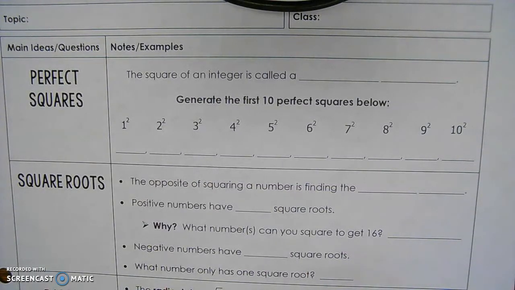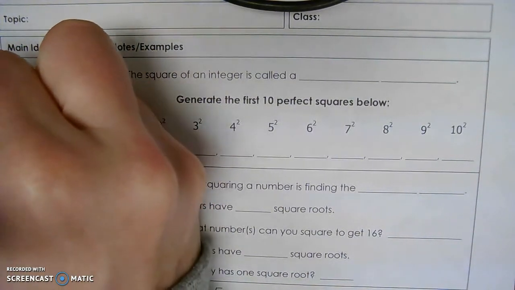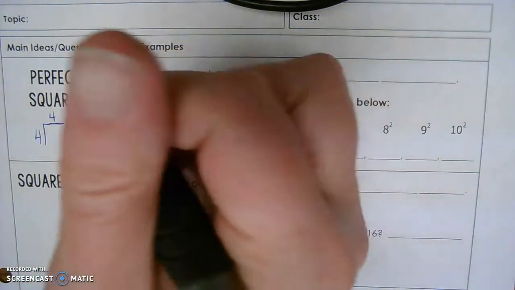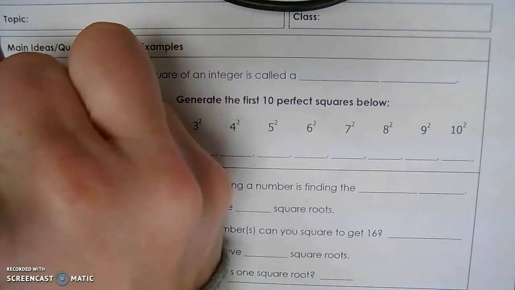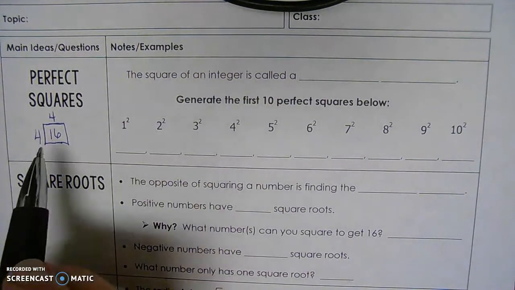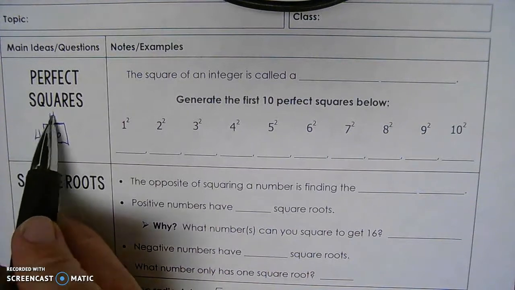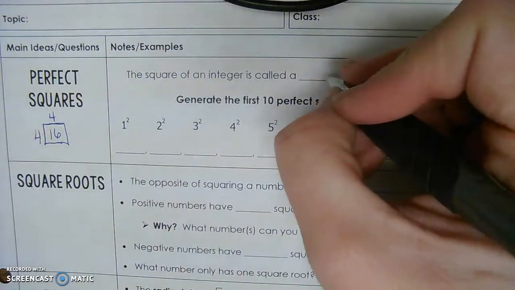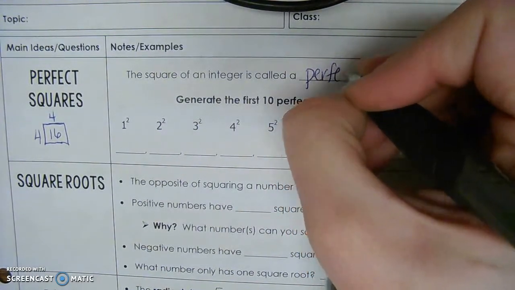For these notes, we're going to look at something called perfect squares. What that means is when you multiply a number by itself. And the reason is, if I take 4 and then 4, if I multiply that together to make a square, I would get 16 for the area. So that's where the perfect square idea comes into play: if you make a square, the area is that number times itself. So the square of an integer is called a perfect square.